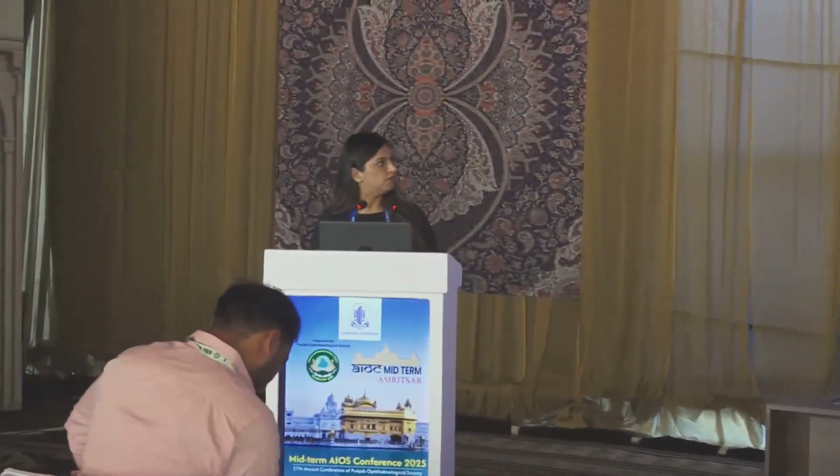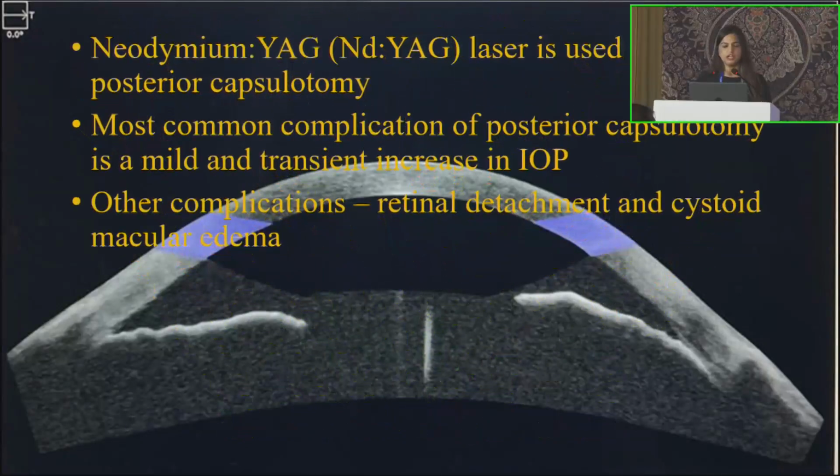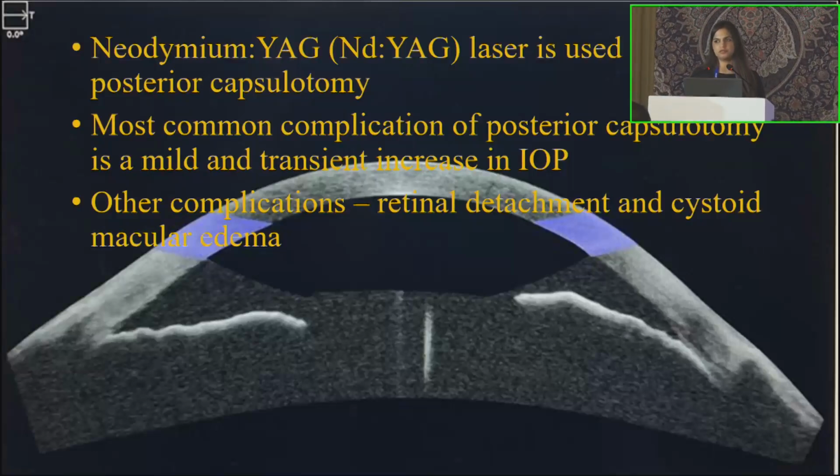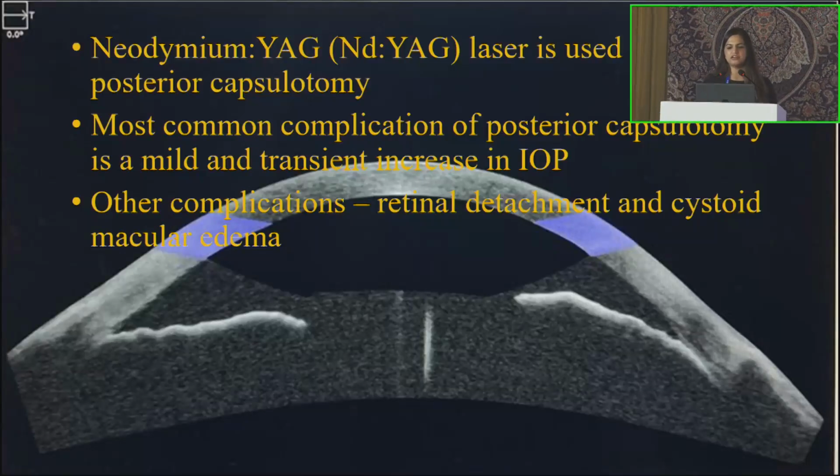Good afternoon to all. Today I'm presenting a unique case on persistent IOP rise following YAG capsulotomy. As we know, YAG laser is used to perform posterior capsulotomy, and it is a very common procedure. But the most common complication, as we know, is a mild and transient increase in IOP, and other complications can be retinal detachment and cystoid macular edema.